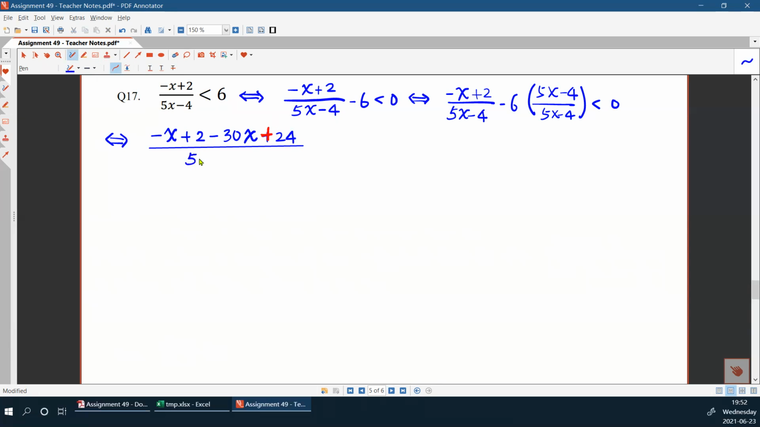And over the common denominator, which is 5x minus 4, smaller than 0, okay? And this is equivalent to, let's try to simplify the numerator, which is minus 31x plus 26, right? Over 5x minus 4, smaller than 0.